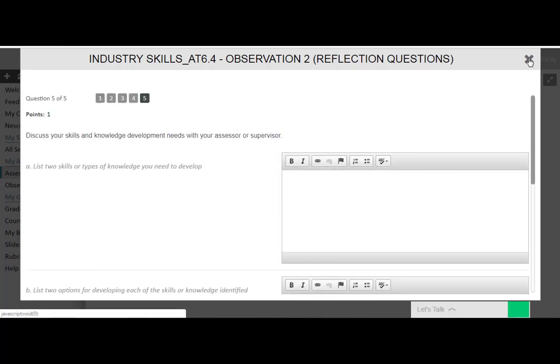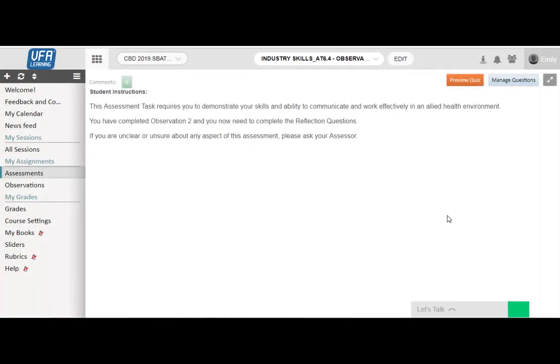So these 2 assessment tasks will both relate to those observations that you'll find in Industry Skills Assessment Task 6. If you have any questions with these, please chat with your trainer and they'll be able to provide further clarification.